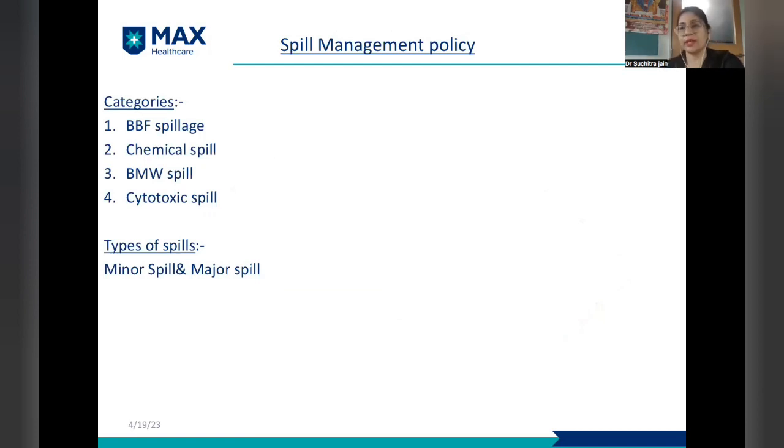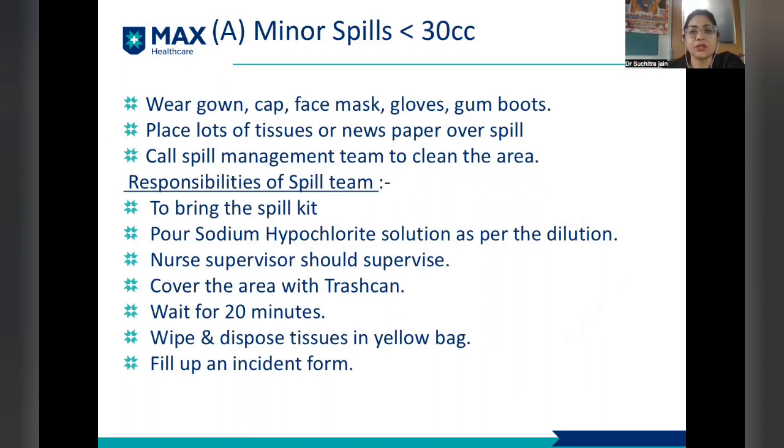So the categories of spill management: biomedical fluids, chemical spill, and cytotoxic are called large spills, whereas any blood spills are known as small spills. In case of every lab, even in assessment, ISO 15189 says that every lab should have a spill kit. And every major nursing station in a healthcare center should have a spill kit. The spill kit contents are gown, cap, mask, gloves, gumboots.